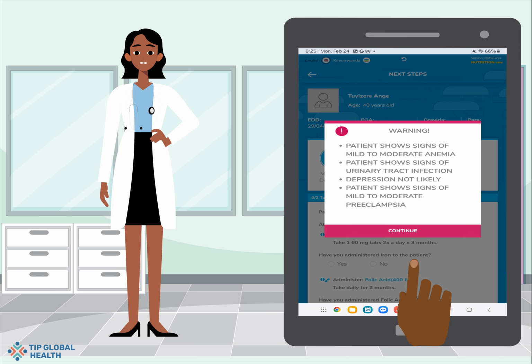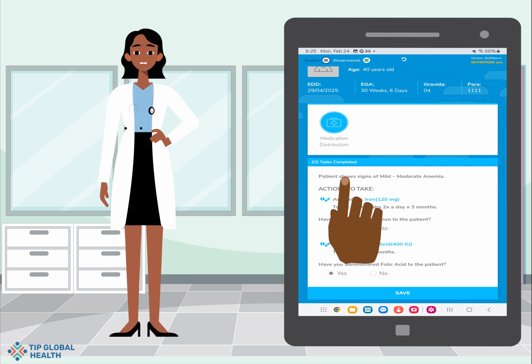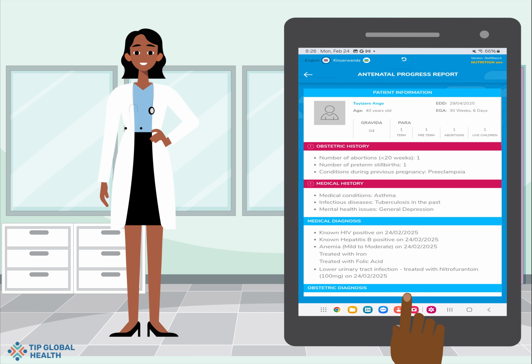Based on these lab results, Ange is showing signs of mild to moderate anemia, so I'll go ahead and go to next steps and provide treatment. I'll give her a higher dose of iron and folic acid. When the encounter is complete, we get a progress report which provides a comprehensive summary of the visit.